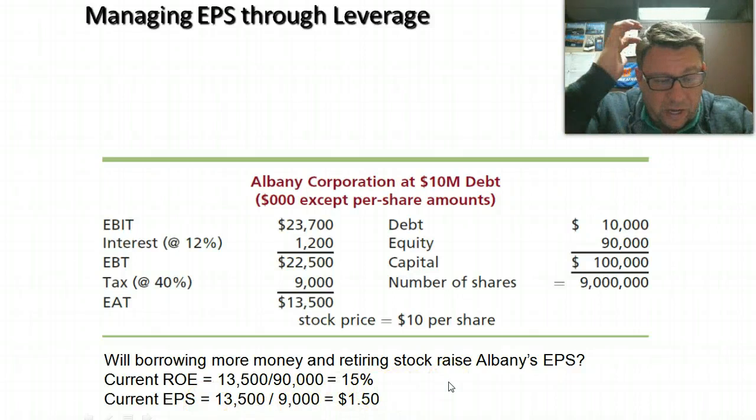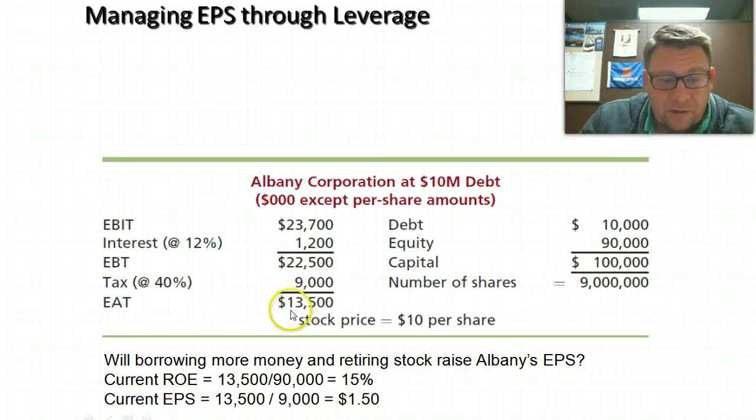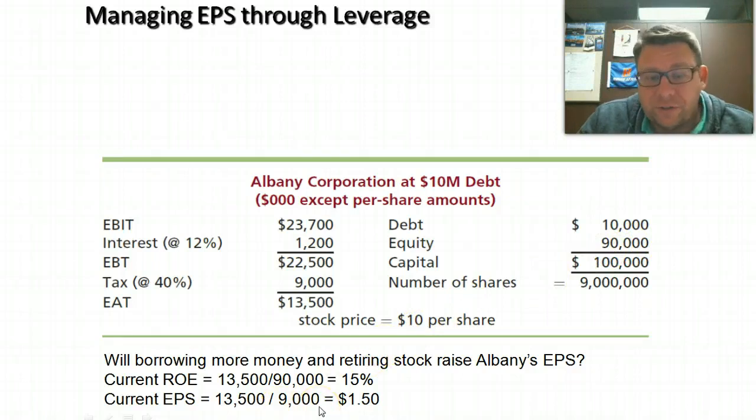So I wanted to do these first calculations. Our return on equity right now is our earnings after tax divided by equity, so it's 15%. And earnings per share is the earnings after tax divided by the number of shares. So if it's 90,000, or these are probably 90 million, but anyways, 90,000, and it's $10 per share, so it's 9,000 shares. And that gives us earnings per share of $1.50.